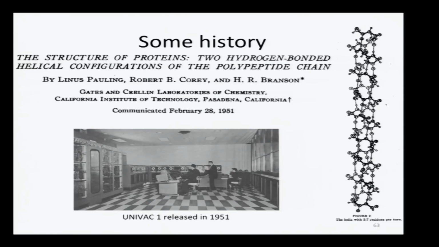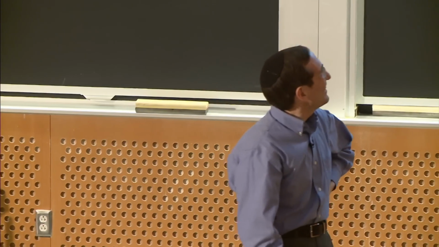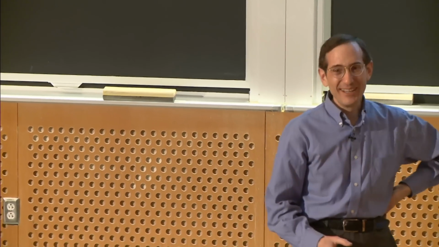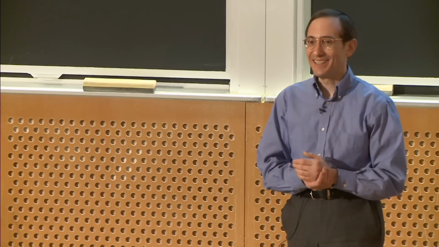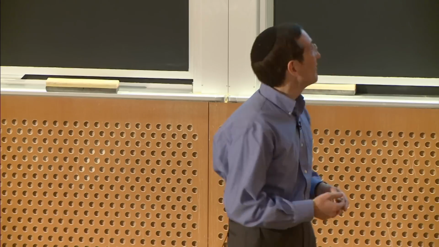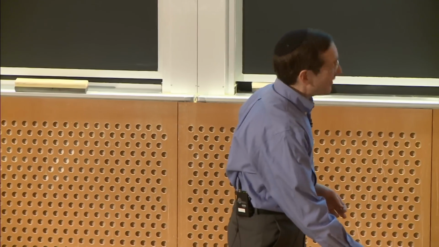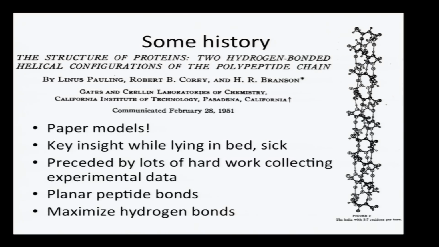And that thing probably has a lot less computing power than your iPhone or your Android. So Linus Pauling did not solve the structure of the alpha helix, or predict that alpha helices existed, using computers. He actually did it entirely with paper models. In fact, he got the key insights for the alpha helix when he was lying sick in bed. Okay, that's a very productive sick leave, you might imagine. He was using paper models, but it wasn't all done while lying in bed.